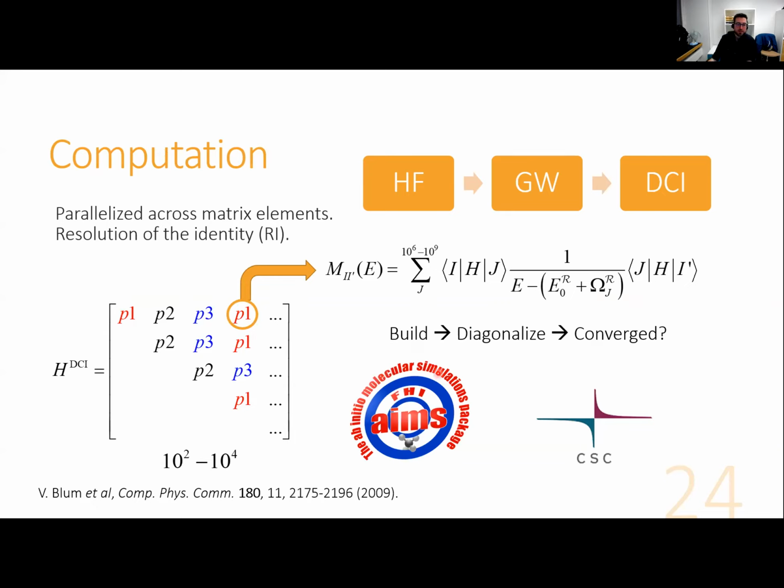I've built this now into FHI-aims. CSC is our supercomputing center here in Finland, but the procedure goes from Hartree-Fock to GW to DCI. It builds on the previous development in aims for all this, and the code is parallelized over computing the matrix elements. That's where all the expense is.